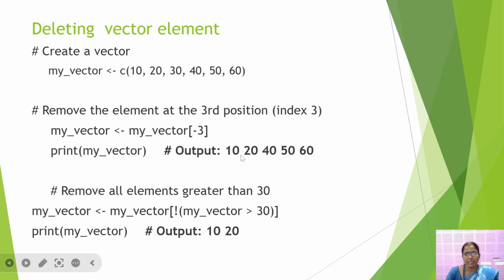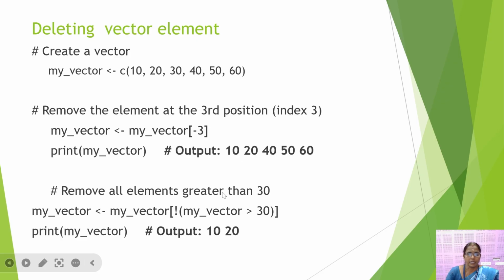It will display 10, 20. You are giving -3. -3 represents the third position element value, so that 30 is removed. After removing the 30, it will display the remaining values 40, 50 and then 60.